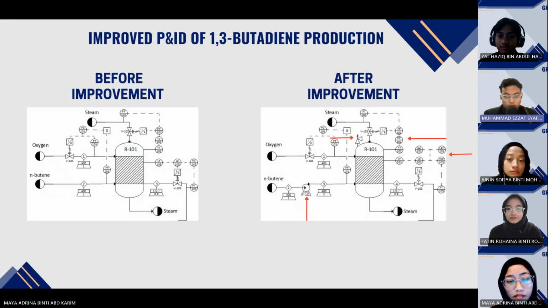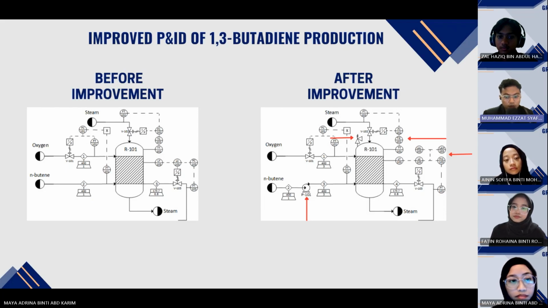So first, we improve the PNID for the reactor. As we can see in this slide, the left side is the PNID before improvement, while the right side is the PNID after improvement. So for the improvement, first we replace the temperature controller with a temperature indicator controller.